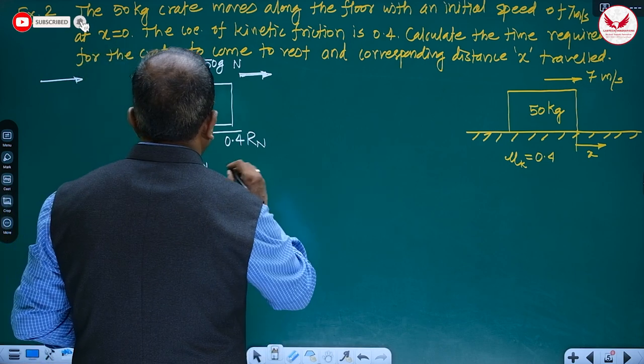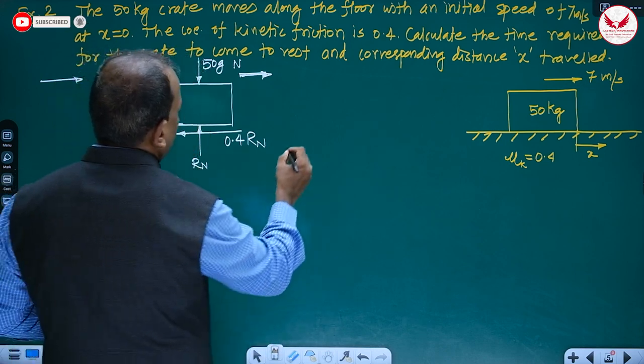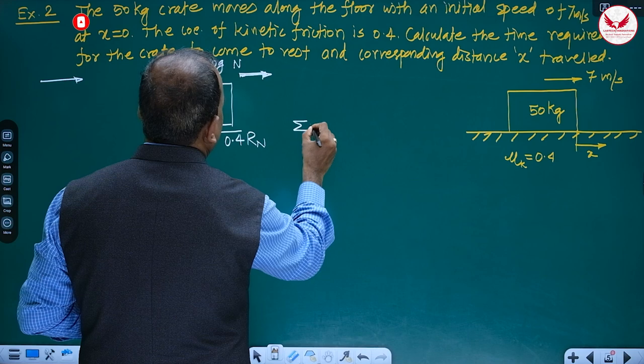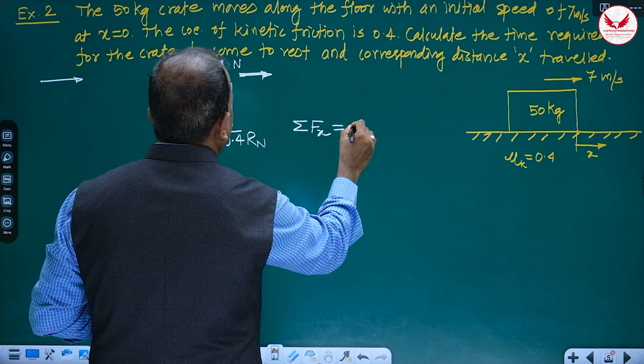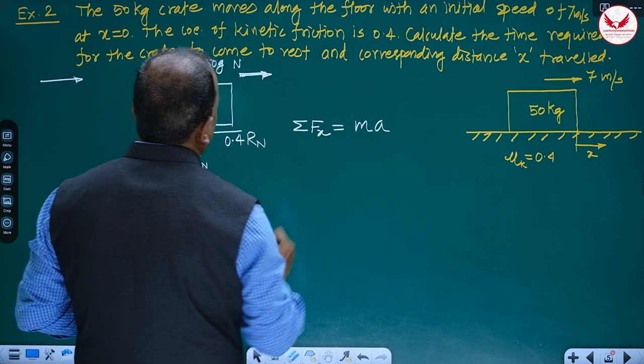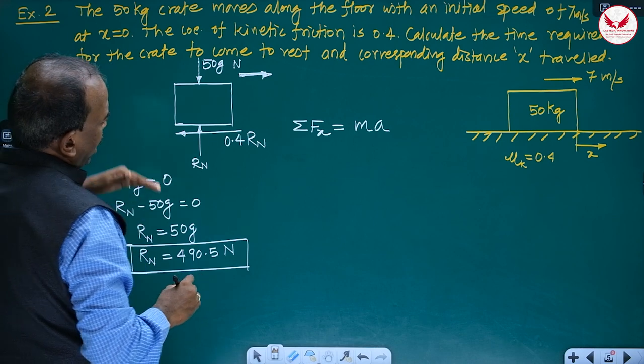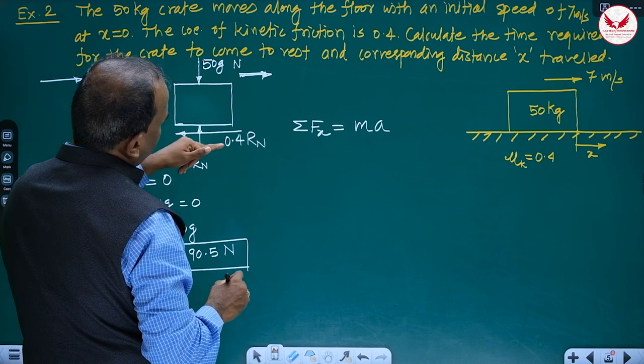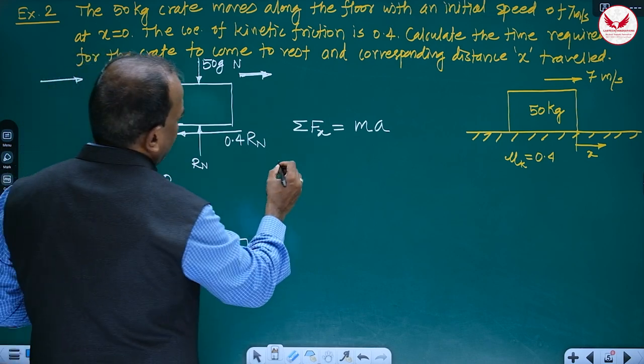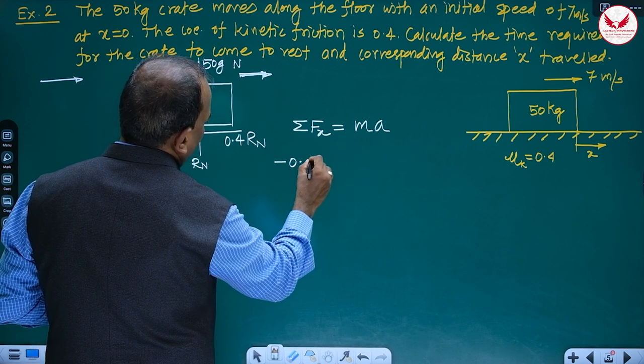And once we get Rn, then what we can do? We can use Newton's second law in x direction. Then in that case, what is it? Summation fx is equal to m into a. Then which are the forces in x direction? Only this frictional force is there, but it is opposite.